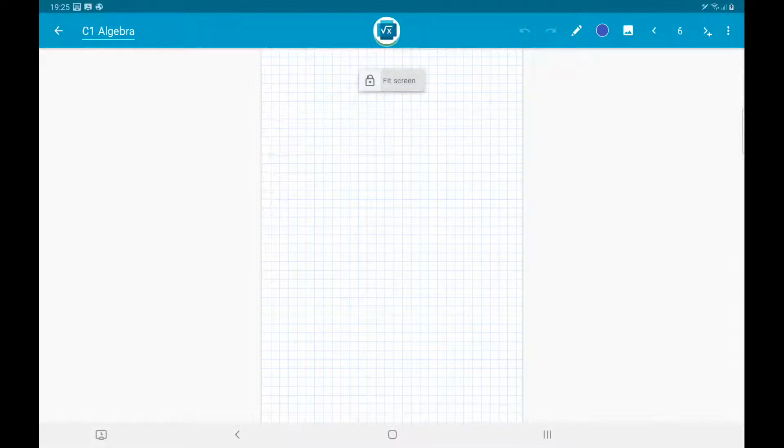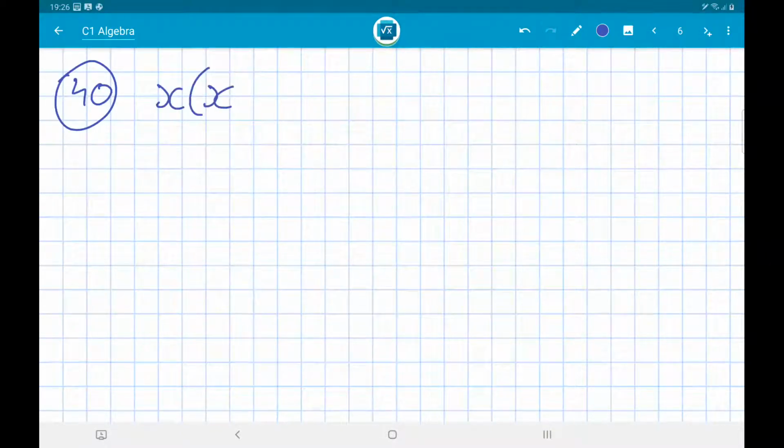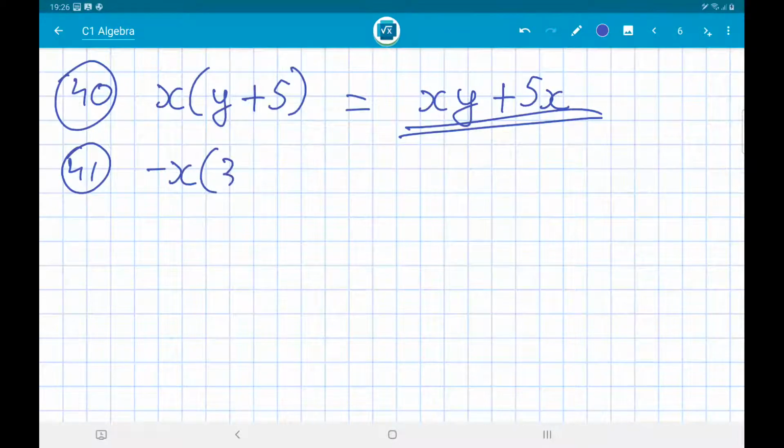39, cool. We're on to, no, I'm not doing that. 40: x times y plus 5. It's good to see variation, because people always keep the same variable over and over again in textbooks. So x times y plus 5 equals xy plus 5x. Boom. 41: minus x times 3x plus 5 is equal to minus 3x squared minus 5x.